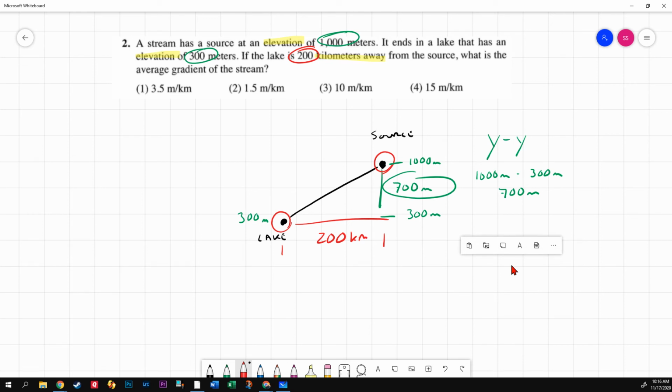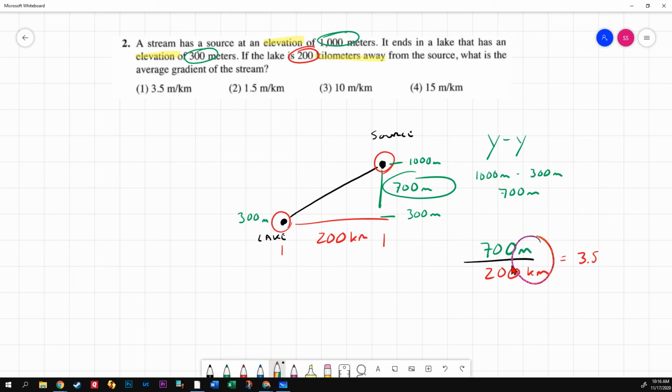That's the run. So all I need to do now is take 700 meters, and it's important to recognize the unit label right now. I'm going to take 700 meters, and I'm going to divide that by a run of 200 kilometers. If I take 700 divided by 200, I'm going to get something along the lines of 3.5, and my label is going to be that.